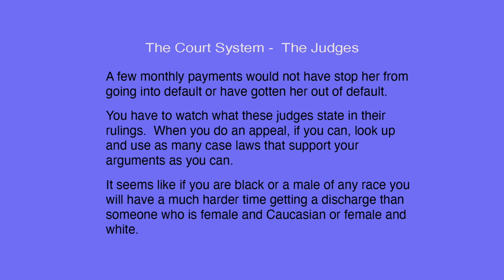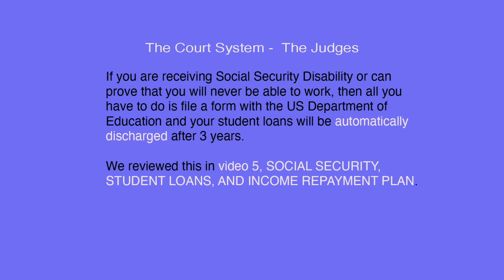However, it seems like if you're black or a male of any race, you have a much harder time getting a discharge than someone who is female and Caucasian or white. However, if you are receiving Social Security disability or can prove that you will never be able to work, then all you have to do is file a form with the U.S. Department of Education and your student loans will be automatically discharged after 3 years. We reviewed this in Video 5, Social Security, Student Loans, and Income Repayment Plan.